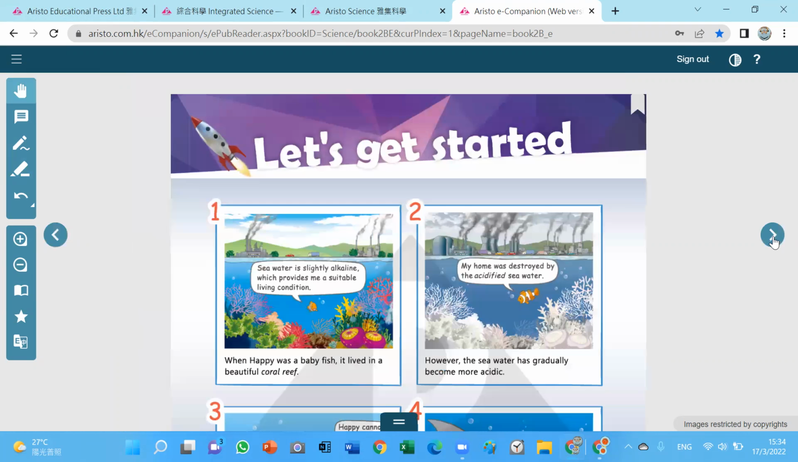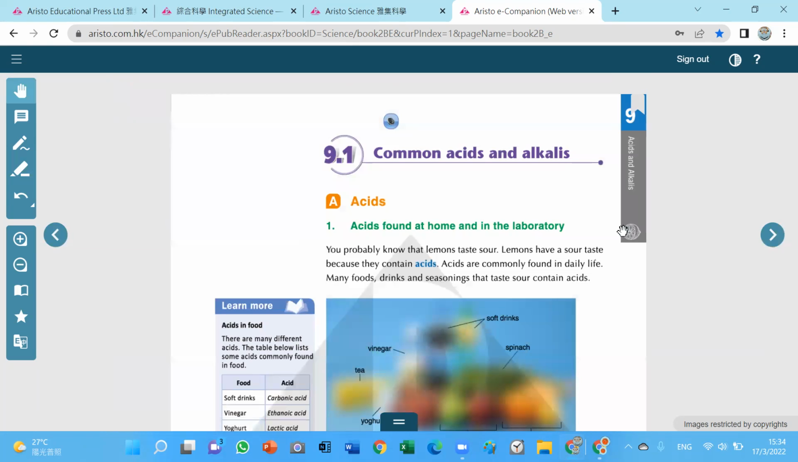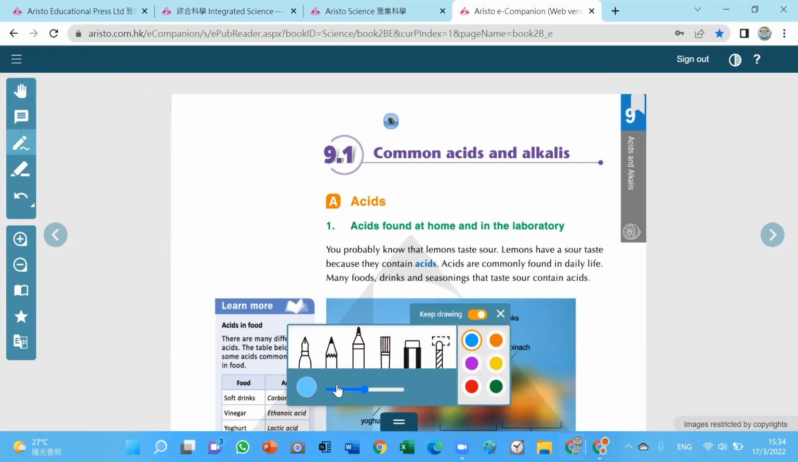Let's turn to your textbook, page 3. 9.1, common acids and alkalines. Acids are found at home and in the laboratory. You probably know that lemon tastes sour, right? Lemons have a sour taste because they contain acids. Acid in Chinese means 酸.